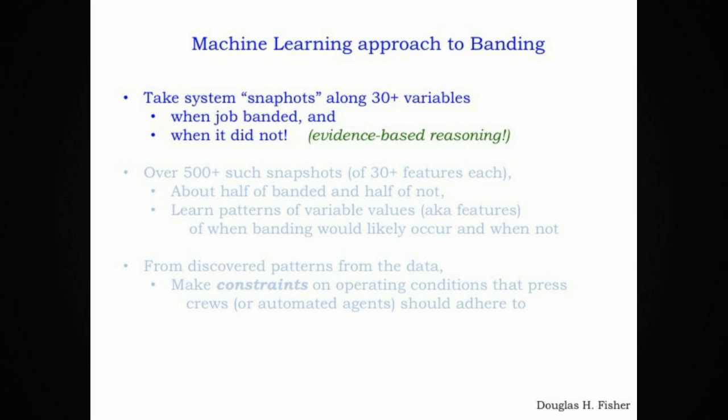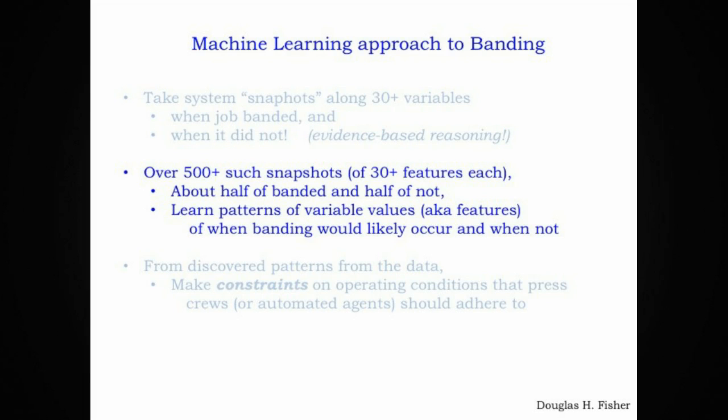It was equally important, though, to take system snapshots when they didn't occur, because after all, the whole goal here was to learn the conditions under which a band would not occur. And so it was important to get these snapshots in both cases, when a job did band and when it didn't. There's interesting stories about many aspects of this process that I won't talk about here, but you can find in reading if you choose to follow up. So after getting these snapshots, we got about 500 such snapshots, each of 30 features, about half banded and half not. We used machine learning to learn patterns of variable values, of when banding occurred and when it didn't.